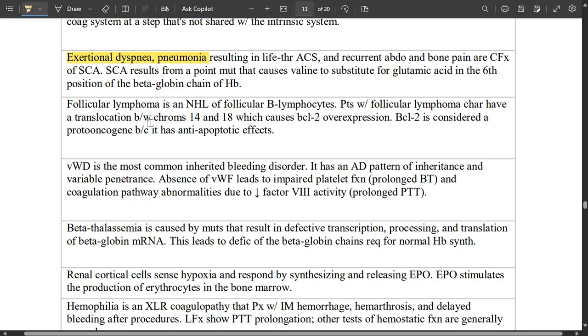This causes BCL2 overexpression. Chromosome 14 has BCL2, which moves to the immunoglobulin heavy chain on chromosome 18, and there is overexpression of BCL2, which protects cancer cells from apoptosis.